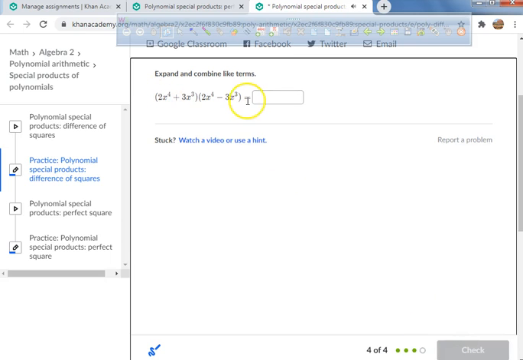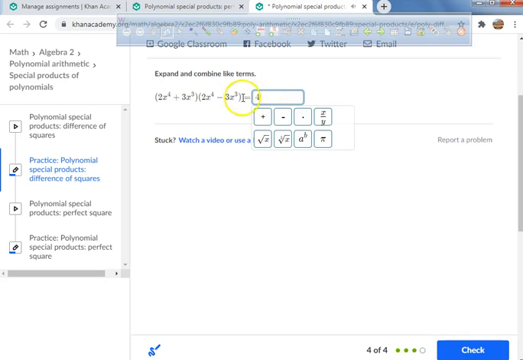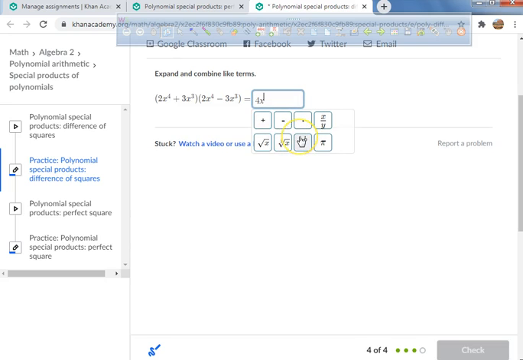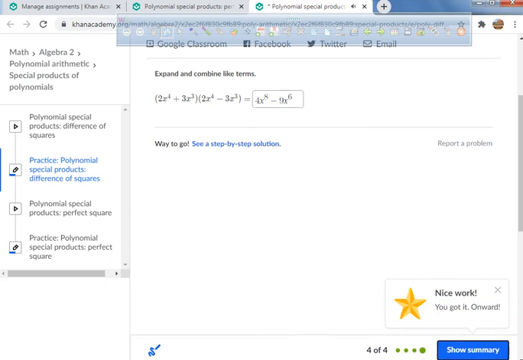Last one. 2 times 2. x to the power of 4 times x to the power of 4 is x to the power of 8. What do we got to stick next to it? Minus. 3 times 3 is 9. x cubed, x cubed. x to the power of what? 6. Boom. Done. Make it happen.